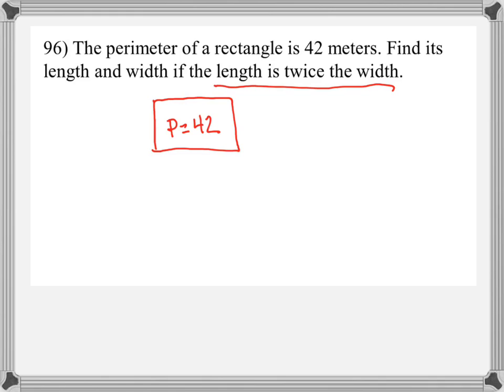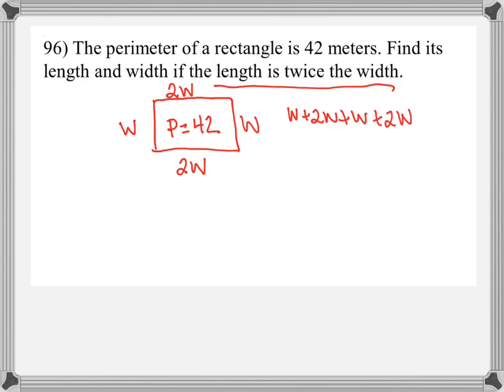So the smaller side is the width. I'm going to label the vertical side as my width. And I'm going to make that variable w. And we know that the length, which will be the horizontal side, is twice my width. So 2w. We know it's a rectangle, so we know we have w and then 2w on the other two sides. Perimeter is the sum of all the sides.